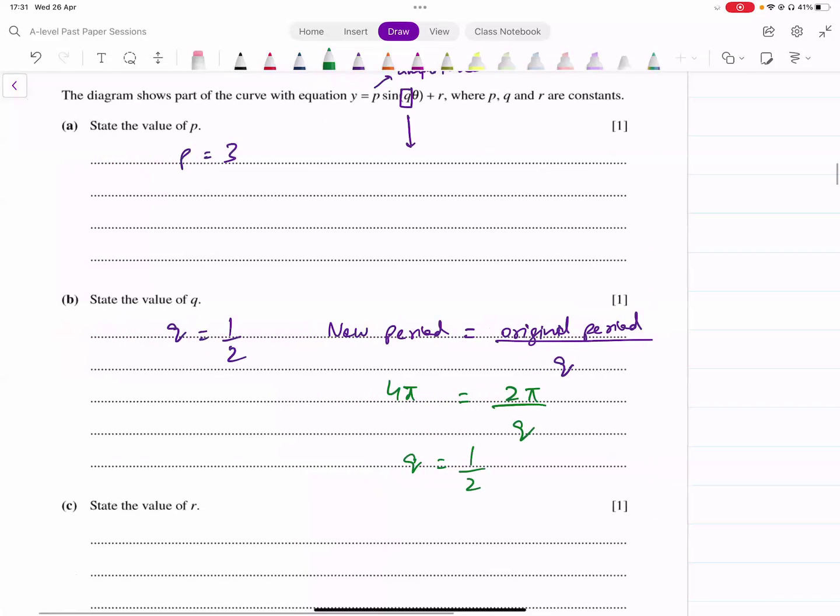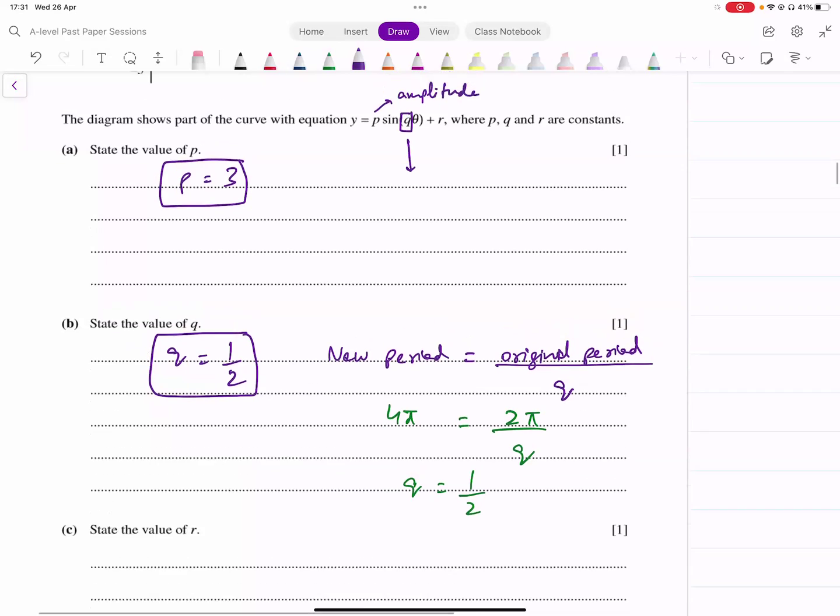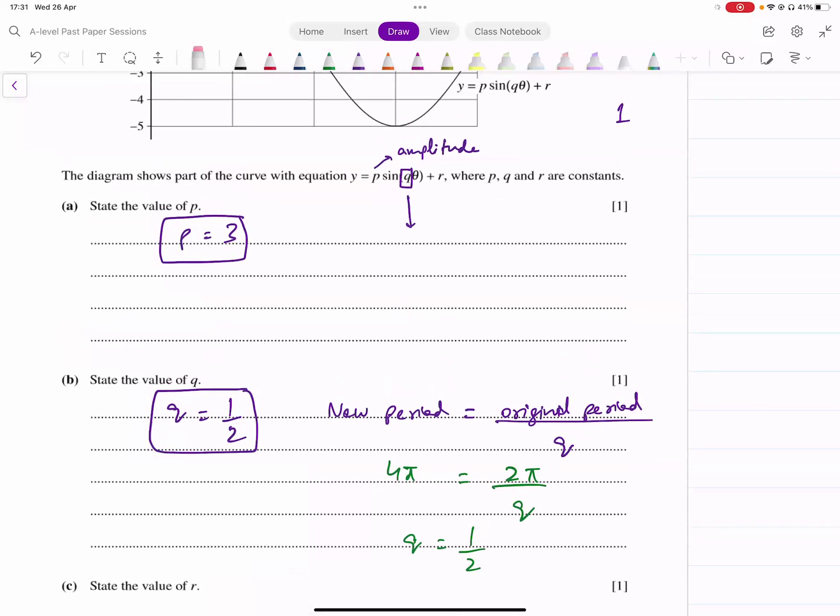ओके, आई होप दैट मेक्स सेंस। नाउ द नेक्स्ट पार्ट सेज, सो आपको सिर्फ स्टेट करना है, इसकी वर्किंग नहीं चाहिए आपको, सो यू जस्ट स्टेट 1/2 here and state 3 here, that's all that you have to do. Okay, now the next part says state the value of R. Now, what about this number R?